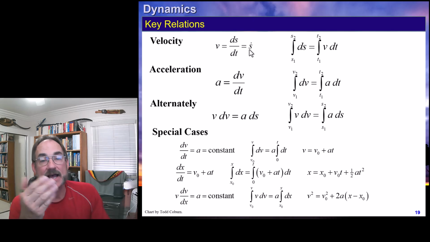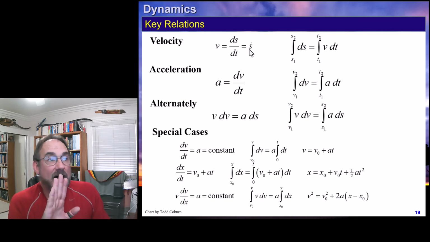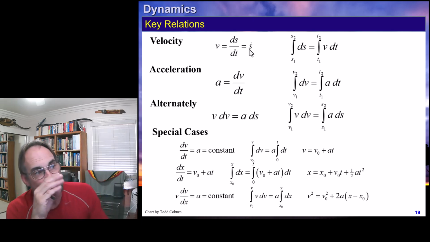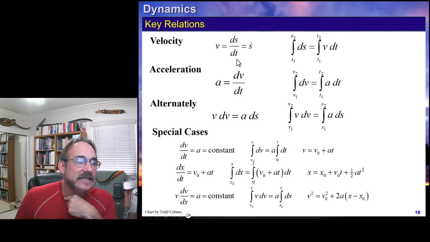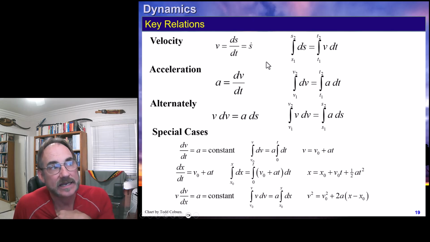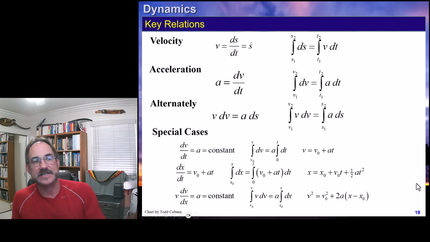In this case, what we're taking the derivative with respect to can be a little tricky, but often this is talking about the derivative with respect to time. So a is just ds dt, which is just s dot, and dv dt, which is v dot. Alternately, we can write v dv equals a ds. We can take either the derivative or the integral. And if we have a special case of constant acceleration or velocity, we get these equations down here.